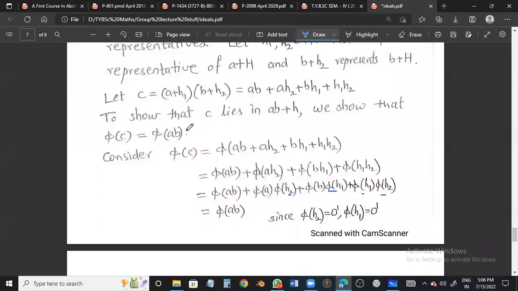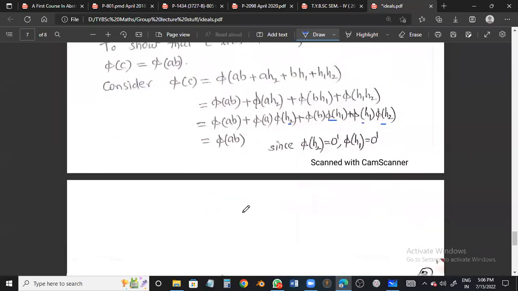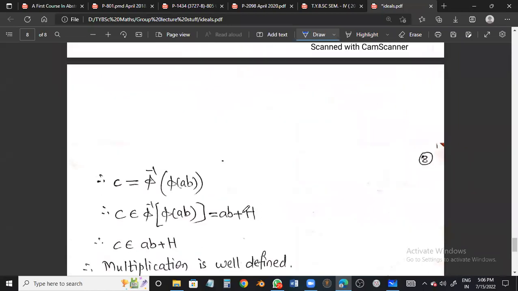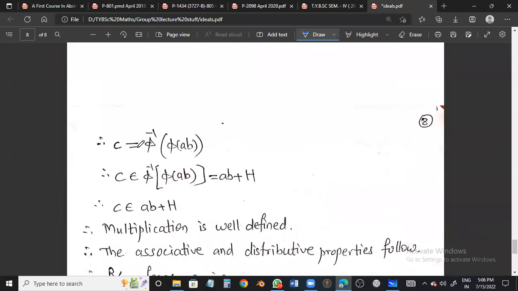So what you started with, C as this product, you have shown that phi of C is the same as phi of AB. I suppose you followed me. So what is C? It is the inverse image of phi of AB. So C belongs to phi inverse of phi of AB, but this is nothing but AB plus H. So C belongs to AB plus H.